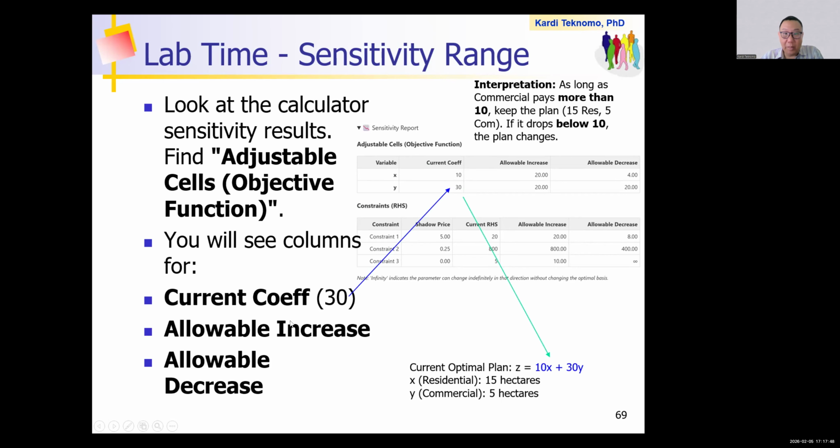10x plus 30y. Okay, so that means as long as the commercial pays more than 10, we can just keep this plan, 15 residential and 5 commercial. But if the price drops below 10, then it will change.